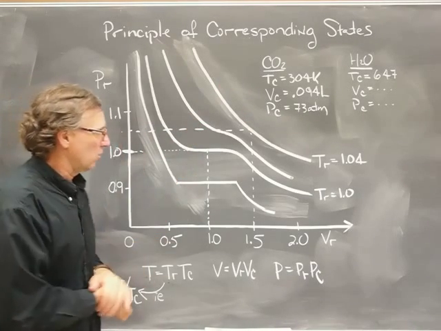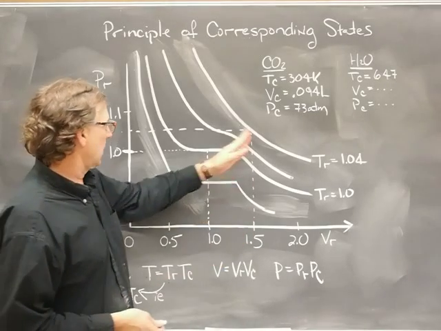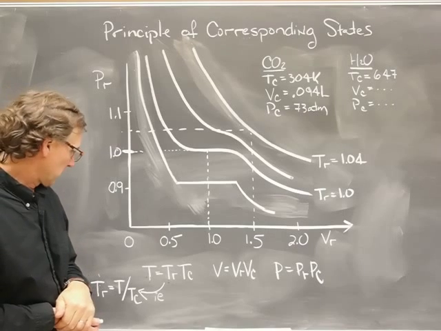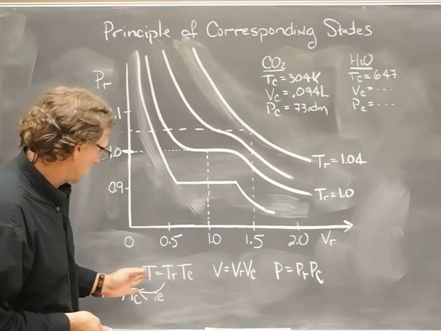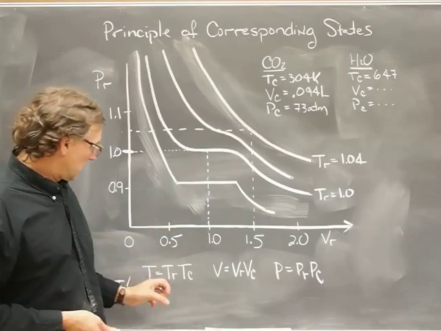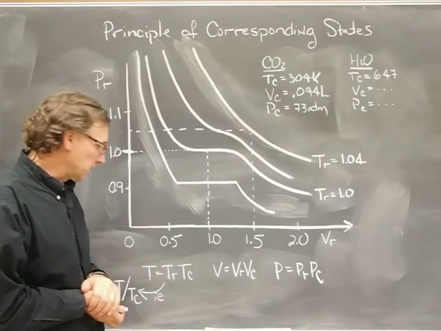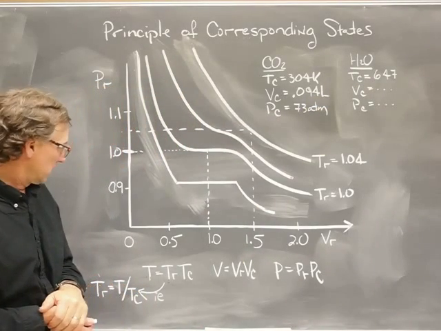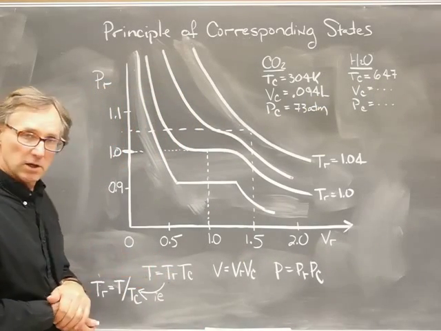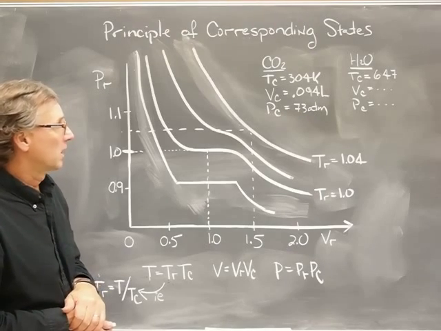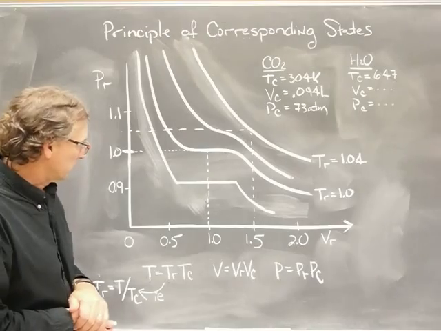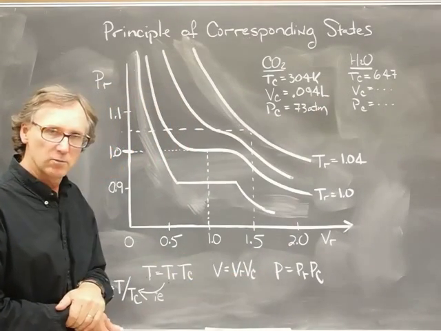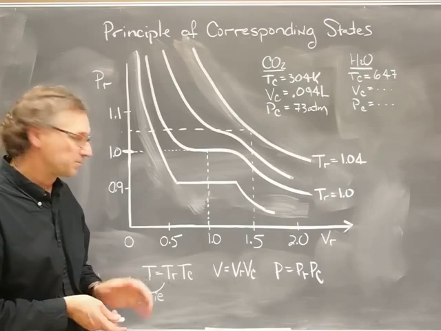What if we were actually looking at water? And I was interested in the same point in the reduced graph. Well, now I would say the actual temperature would be the reduced temperature, 1.04 again, but now we would multiply it by the critical temperature of water, 640 Kelvin, to produce an actual temperature of 673 Kelvin, 4% higher than the critical temperature. And once again, same with the other variables.